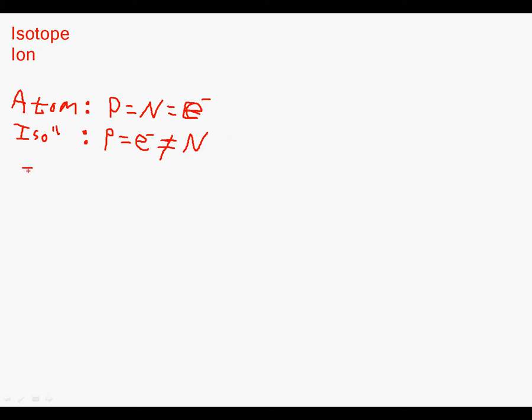And then you have an ion, where again it's abnormal in the sense where you have protons that are equal to neutrons, but they're not equal to electrons, which we saw with an ionic bond earlier, and you can see how that actually occurs.